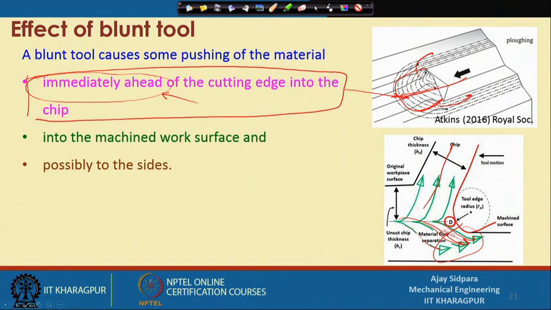So, some of the material will go to the machine surface. Ultimately, you are not effectively removing the material, and possibly to the side. This side is again the plowing material. So, you are just plowing the material from this side, and your surface will be something like this. This is the cut zone and this is the material which is piled up on both the sides because of this plowing effect, correct.